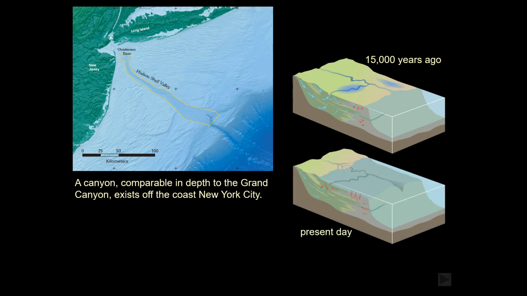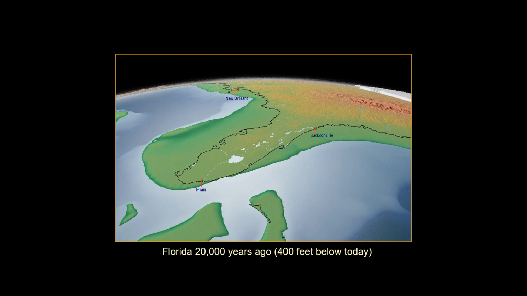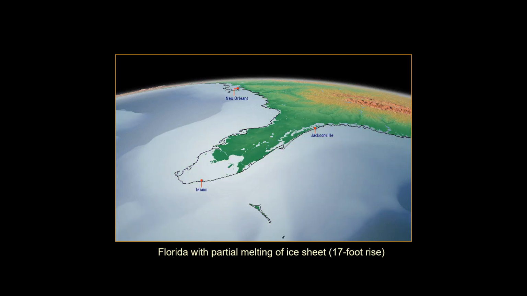And we can see here's present day compared to 15,000 years ago, and there's that inlet, viewed from an oblique view in that present day bottom diagram. Once again, Florida, how it might have appeared 20,000 years ago with sea levels 400 feet below where they are today, and Florida if we had a 17-foot sea level rise. So we could say goodbye to Miami, we could say goodbye to much of Jacksonville, New Orleans would be completely underwater, and a lot of Florida would disappear.